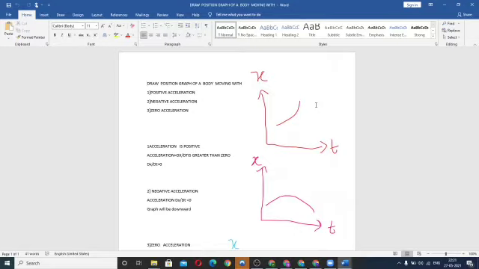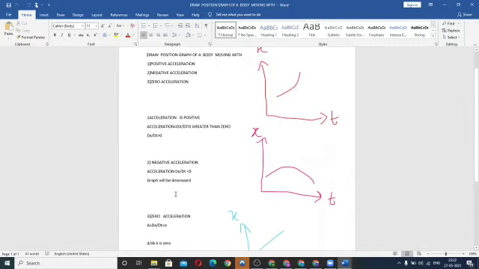If an object starts from rest and its velocity goes on increasing, this velocity increase is the basic thing that defines positive acceleration. Here dx by dt is greater than 0, because anything positive is always greater than 0. So the first graph is an example of an ideal position time graph for a body moving with positive acceleration.